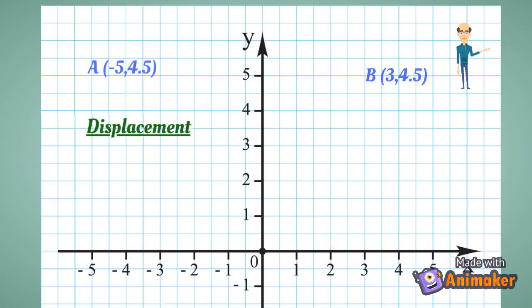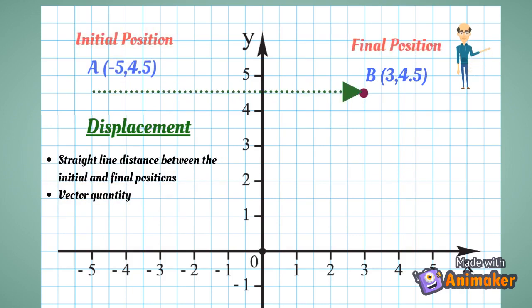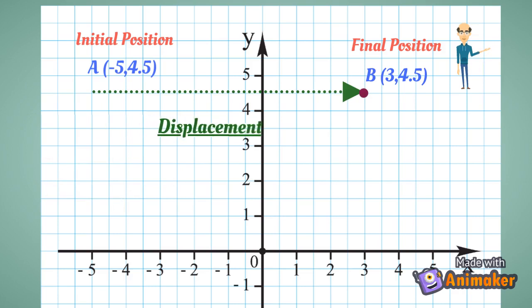The displacement of a moving object is calculated as the straight line distance between the initial position and the final position over a certain time interval. Also, please note that displacement is defined as a vector quantity, which means that its value needs to go along with its direction. So, for the object here that moved from A to B, the value of displacement is the length of the line segment AB.